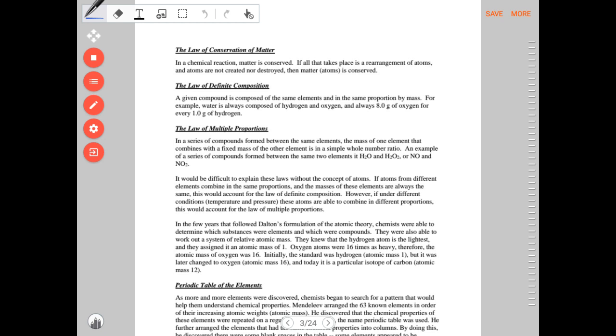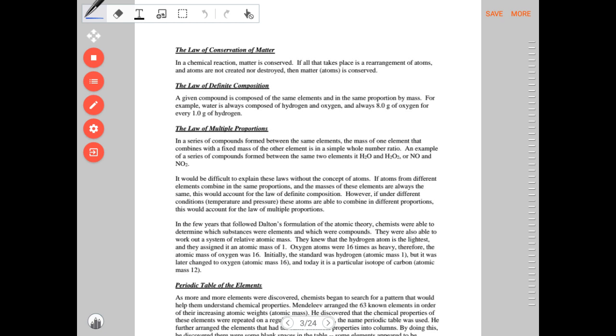In a series of compounds formed between the same elements, the mass of one element that combines with a fixed mass of the other element is in a simple whole number ratio. An example of a series of compounds formed between the same two elements, so something like H2O, okay, or H2O2, okay, or NO, so nitrogen oxide, and NO2, which is nitrogen dioxide. It would be difficult to explain these laws without the concepts of atoms. If atoms from different elements combine in the same proportions, and the masses of these elements are always the same, this would account for the law of definite composition.